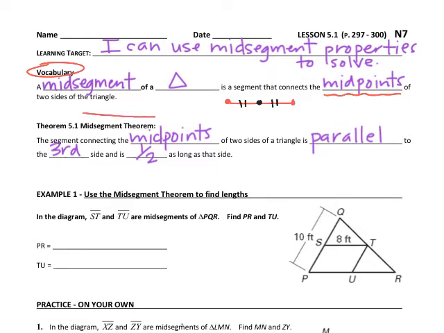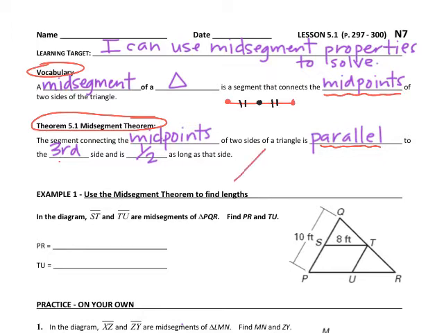I also would like to make sure that you know about the mid-segment theorem. The segment connecting the midpoints of two sides of a triangle is parallel. Remember, parallel means that it's not going to touch the other side that it's going to run along next to. It never intersects with it. So the mid-segment itself is parallel to the third side of the triangle, and it is half as long as that side that it's parallel to.